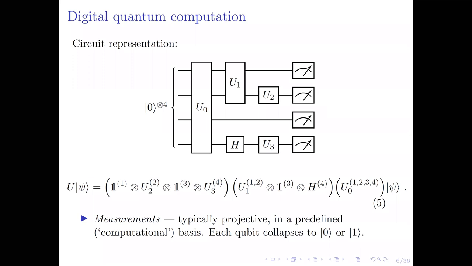And then you start applying gates. So you go here from left to right. And if we write this evolution as an equation, equation 5, then you would read this from right to left as usual. So gate U0 potentially acts on all 4 qubits, and then U1 acts on the first 2, and H acts on the fourth, and so on.